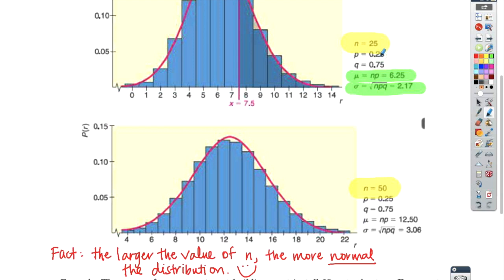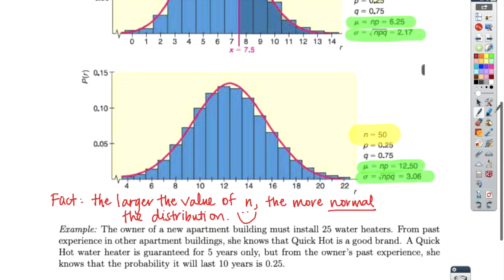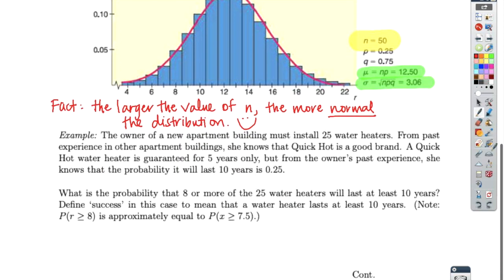Now, in all of them, P and Q are still 25 and 75%, but remember the n changes, and there's an n in both of those formulas. So even though the P and Q are the same, from n equals 25 to n equals 50, that is going to change the mean, and it is going to change the standard deviation. But we're given those values in all of those graphs. So we have those, and we're going to use them in just a couple minutes. So let's look at an example of this.